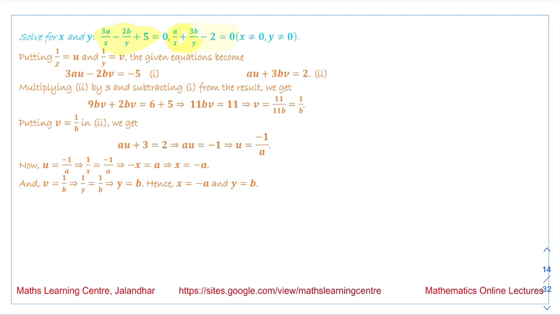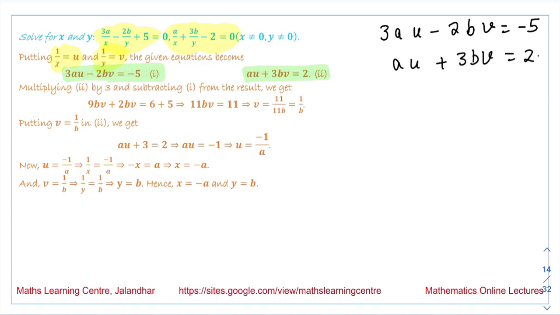Again, these two equations are not linear in x and y. So to make them linear, we substitute 1 by x is equal to u and 1 by y is equal to v, and these equations will come in the form 3au minus 2bv is equal to minus 5, and this is au plus 3bv is equal to 2. So we are having two equations over here. One is 3au minus 2bv is equal to minus 5, and second is au plus 3bv is equal to 2.